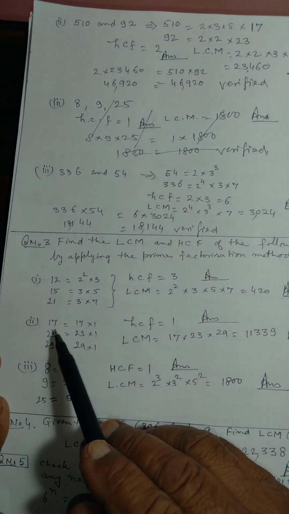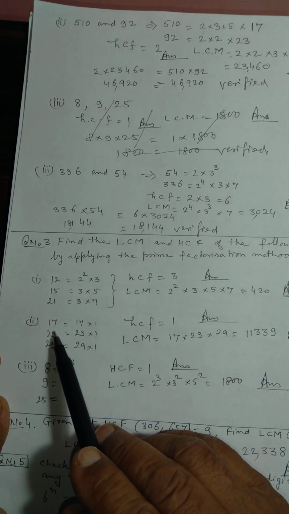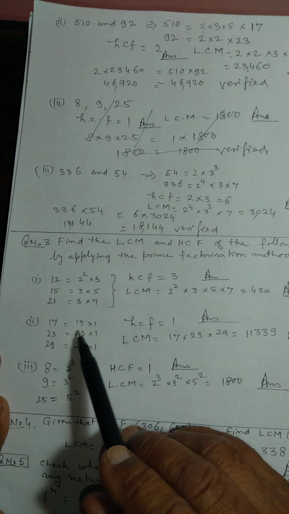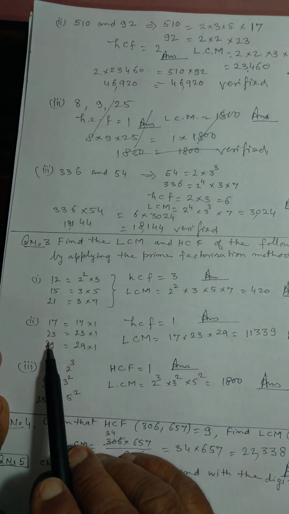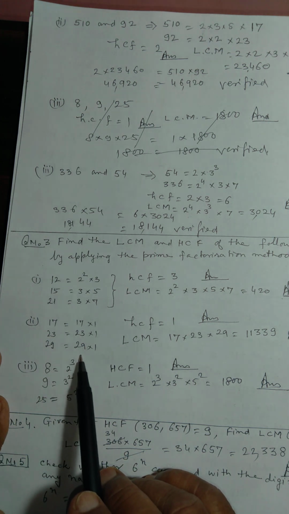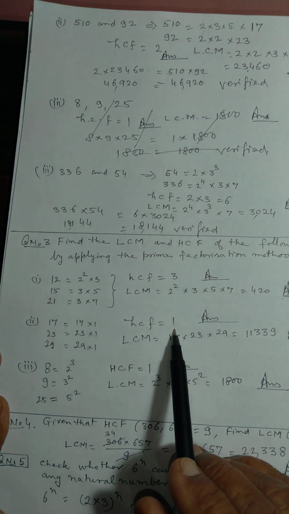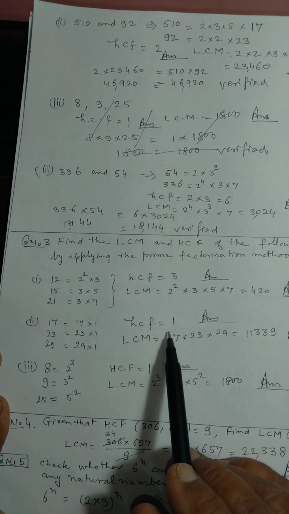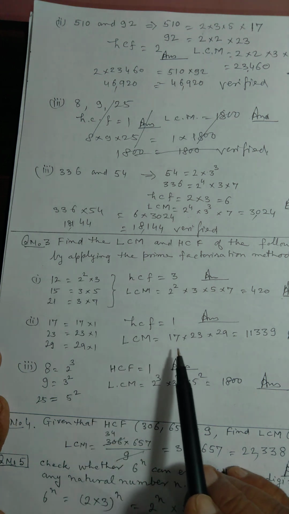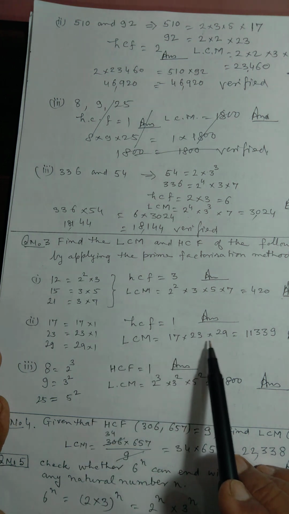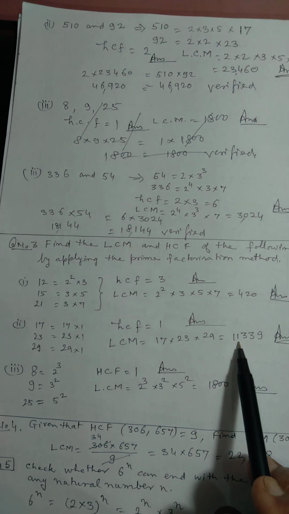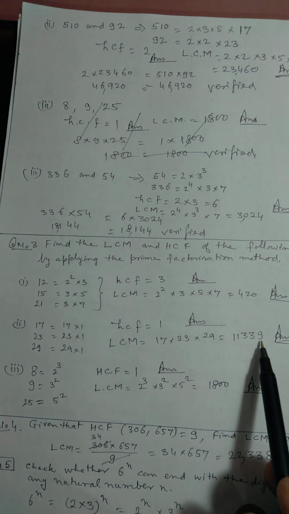For the second part, 17 is a prime number, so factorized it is 17 into 1. 23 is also a prime number. 29 is also a prime number. Therefore, the HCF will be 1. All prime numbers are co-primes. Now the LCM will be equal to 17 into 23 into 29, which is equal to 11,339.